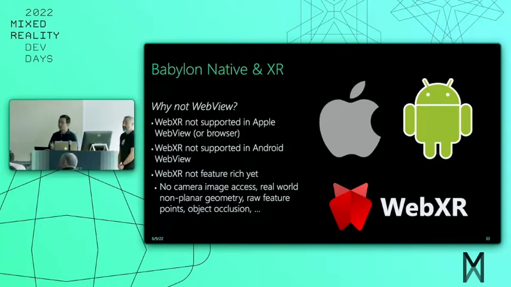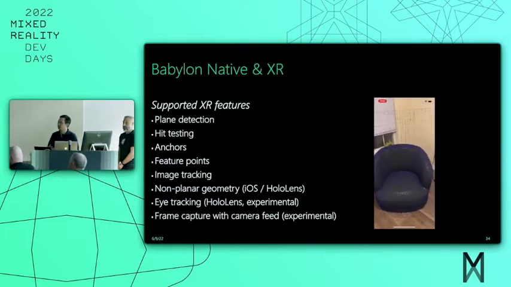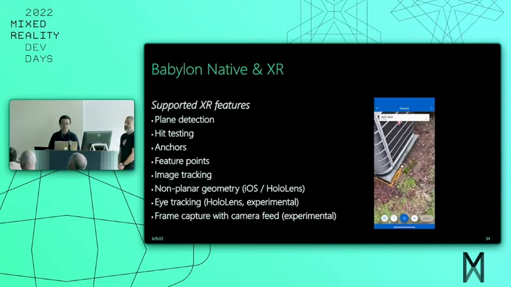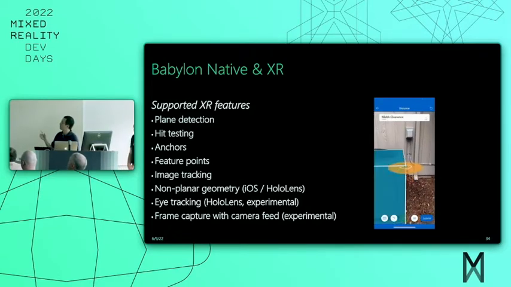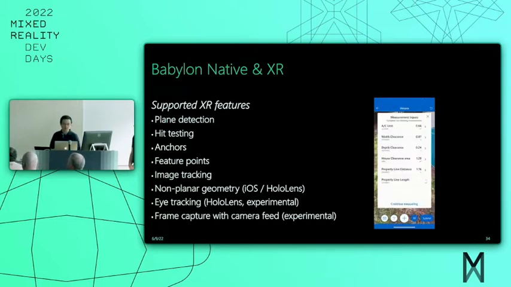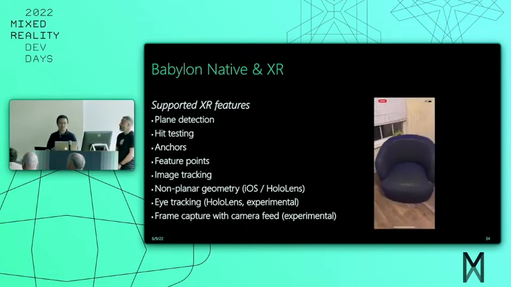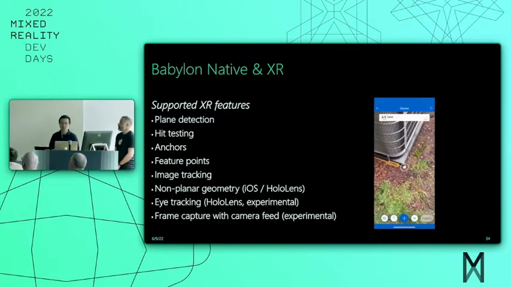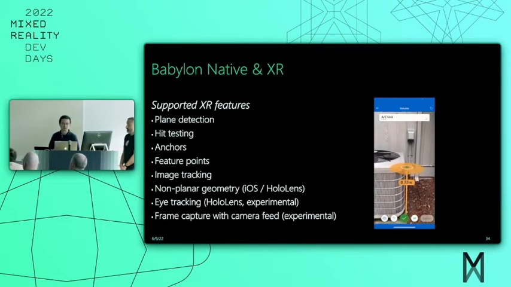So here's a list of things that we do currently support. And this list is growing as we experiment and implement things. So for example, you see in this video playing, this is a Power Apps thing using Babylon Native, Babylon React Native specifically. You see plane detection, you see hit testing with the measurements. And the very short video is of non-planar geometry on iOS, and it's also experimental on HoloLens.